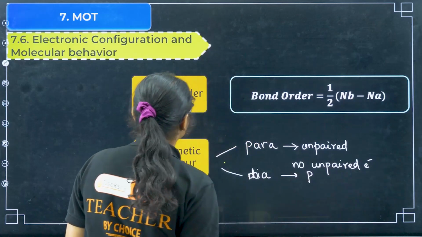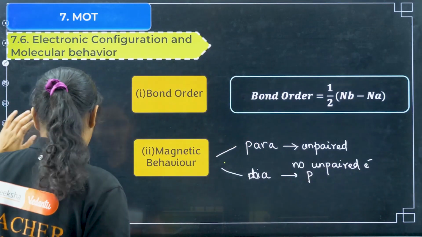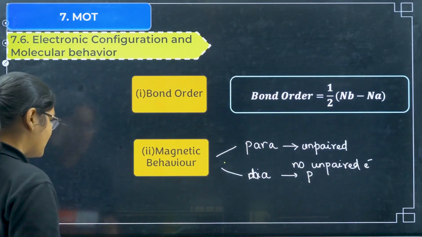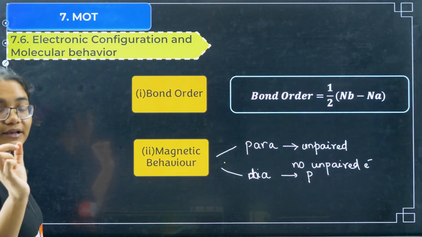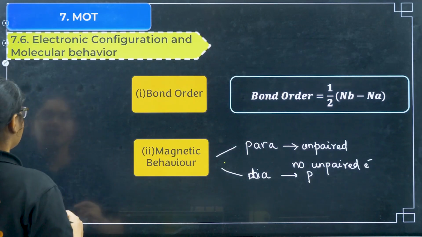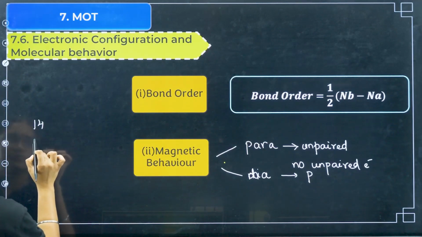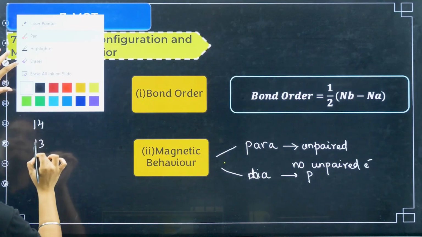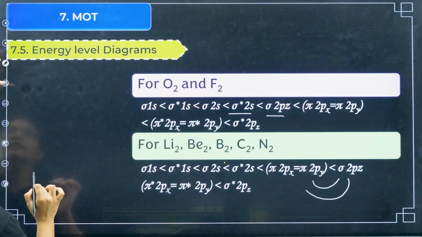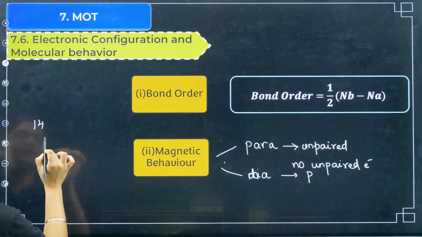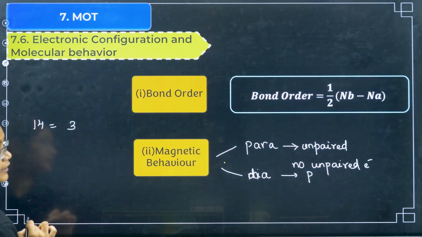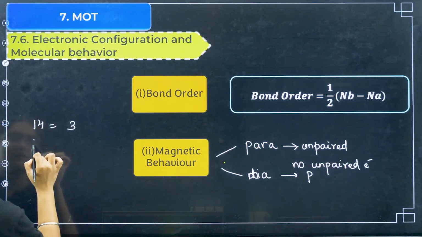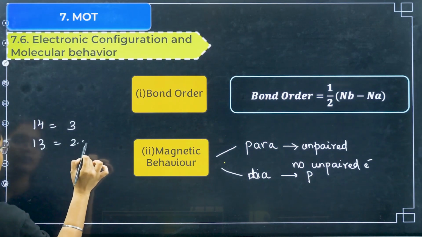Now here I want to tell you a trick to calculate bond order as well. You have to calculate the total number of electrons in the molecule. If the total number of electrons comes out to be 14, then the bond order is 3. If it is 13, then it is 2.5.